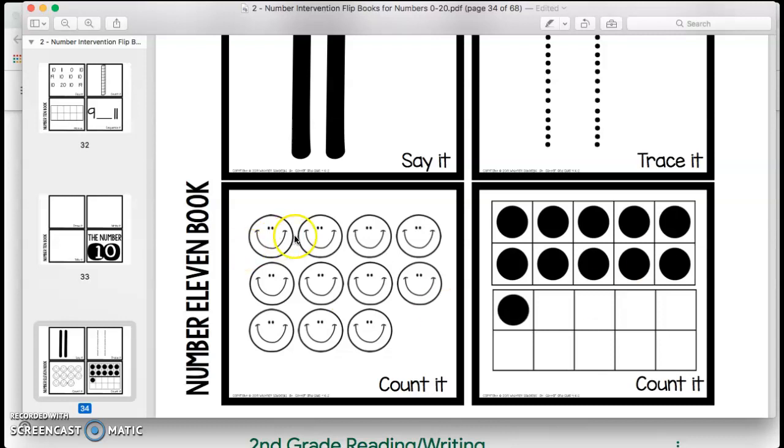Let's go ahead and count. As I'm counting, you can make something on your paper. It can be circles, it doesn't matter. 1, 2, 3, 4, 5, 6, 7, 8, 9, 10, 11. Okay, this time don't draw anything, just count with me. 1, 2, 3, 4, 5, 6, 7, 8, 9, 10, 11.